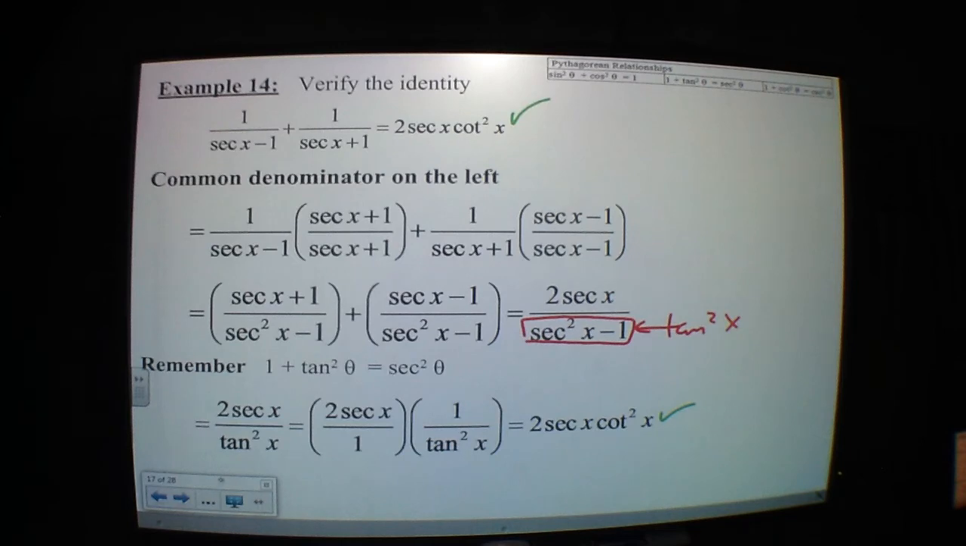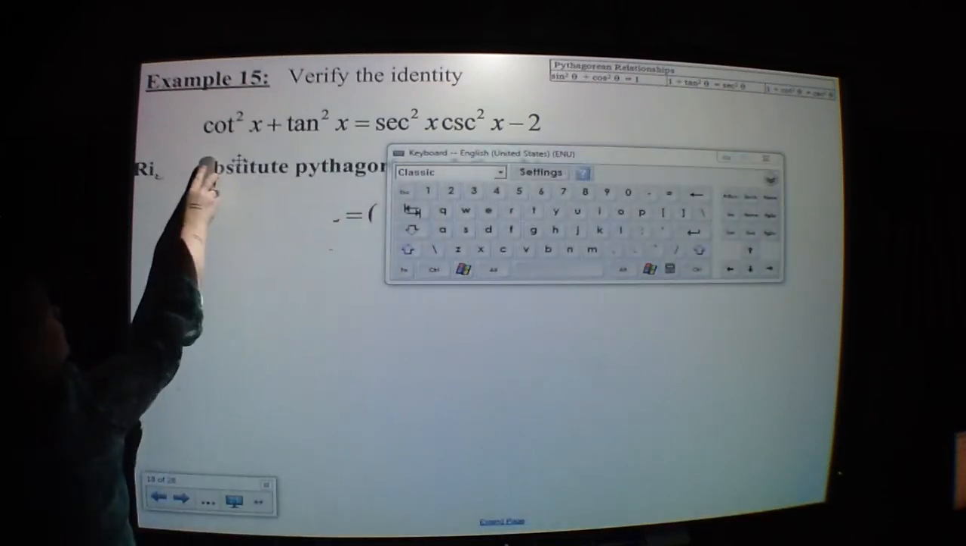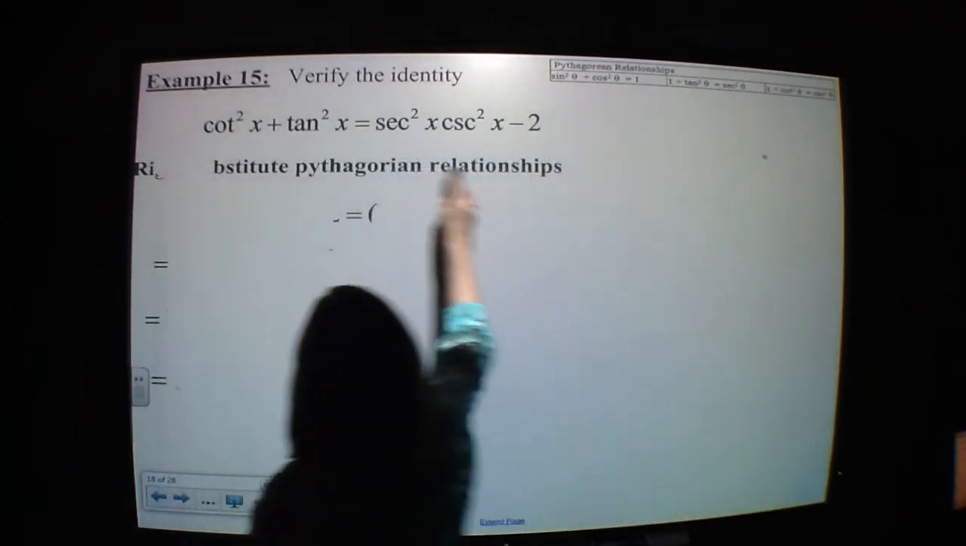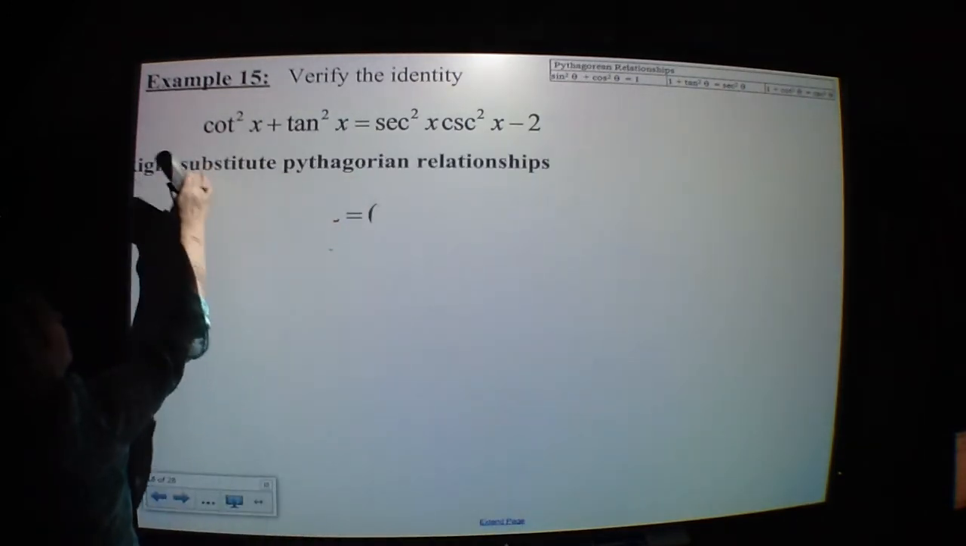Next example. I think I have a couple more examples, then I'll be done. Verify the identity. Cotangent squared plus tangent squared is on the left side. And on the right side is secant squared, cosecant squared minus 2. I probably would work with the right side because of the secant, cosecant that are multiplied together. That looks a little more complicated to me. So I would work on, whoops. Erase that, sorry. Okay, is this going to work then? Yeah, it does.